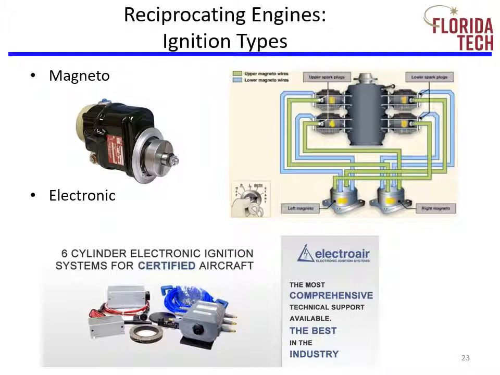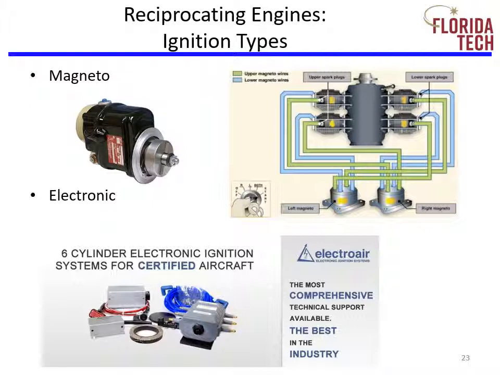If one magneto fails or one spark plug fails, the engine will still run. However, power output will be slightly reduced as the engine is operating less efficiently. The last component of the ignition system is the ignition switch, which is the pilot's way of controlling the magnetos. In most general aviation aircraft, this switch is labeled off, right, left, both, and start.